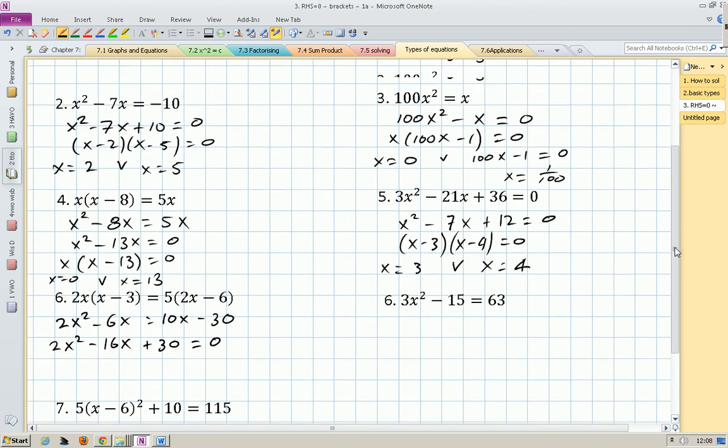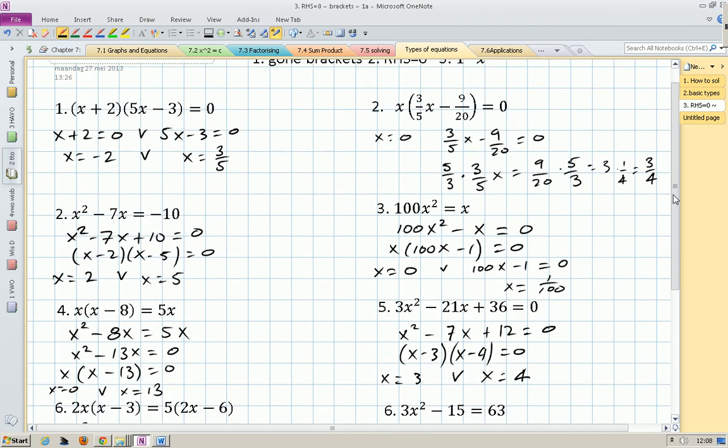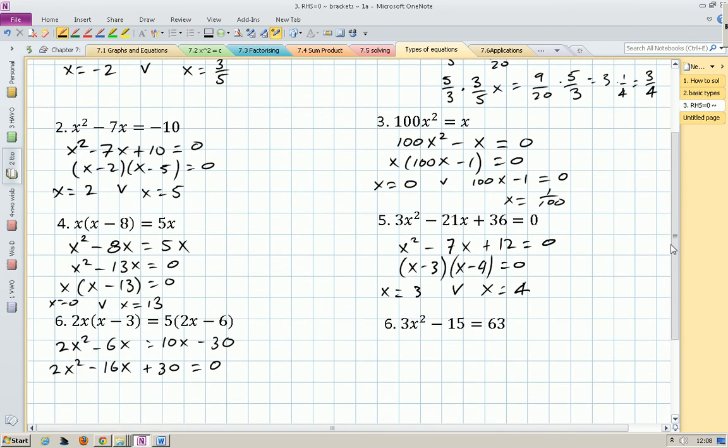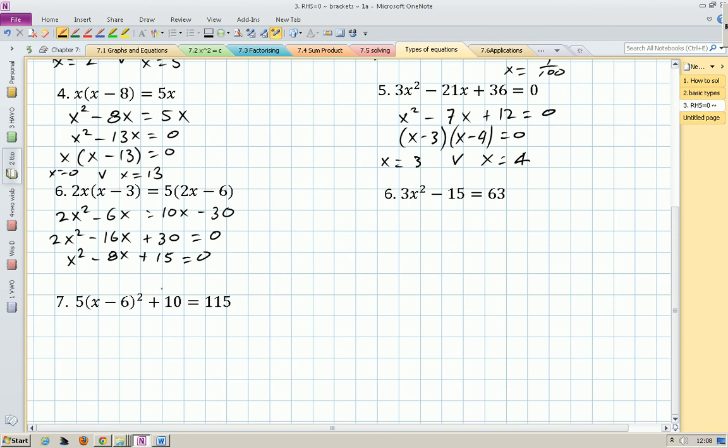I then have gone brackets, right-hand side equal to 0. But there is still a number in front of the x squared. I will divide the entire equation through by 2, and I will get x squared minus 8x plus 15 equals 0.